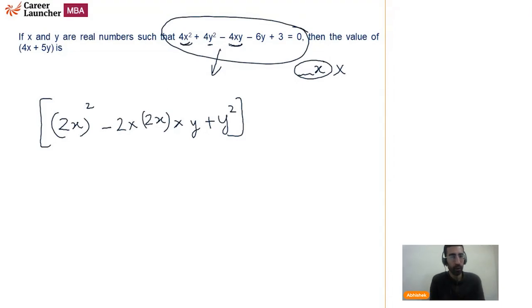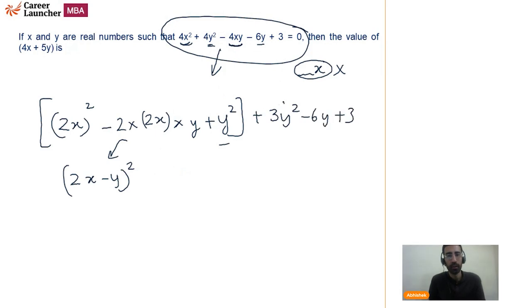This is 2x whole square. This is minus 2 into 2x into y. And therefore, I want to add a y square to make this into a 2x minus y whole square. Super. What am I left with? I have used y square out of 4y square, so I'm left with 3y square. I'm then left with the minus 6y and a 3.